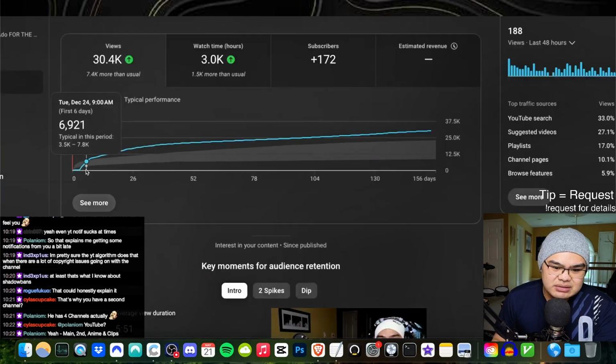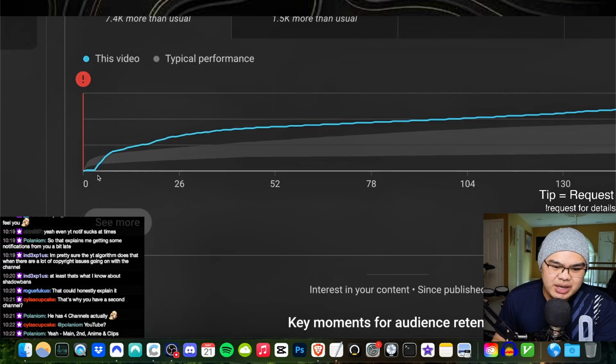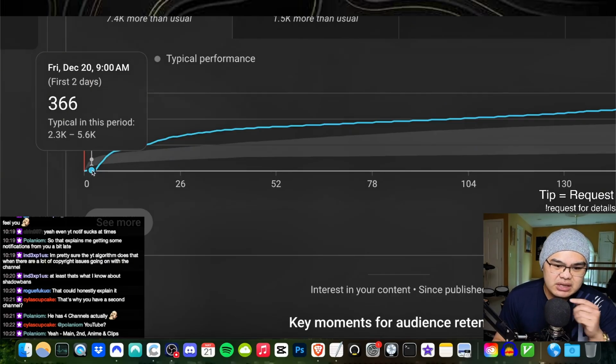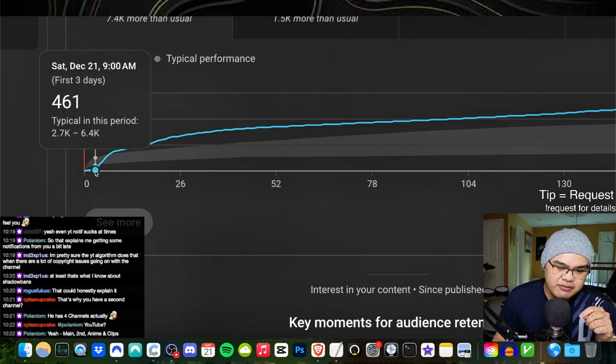This one got shadow banned. You see this? This one got shadow banned. Look at this. Look at the spike here. First day, 2 days, 300 views. 3rd day, 400 views. Boom.